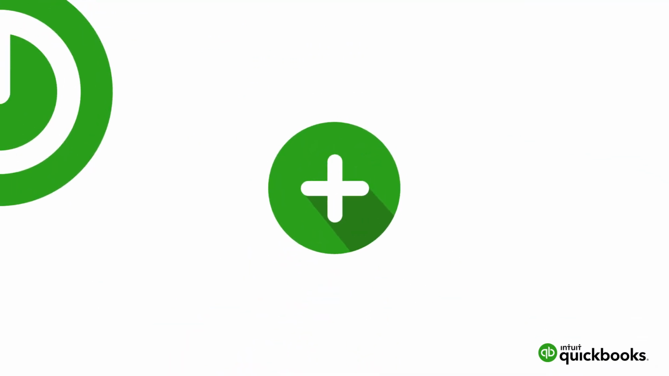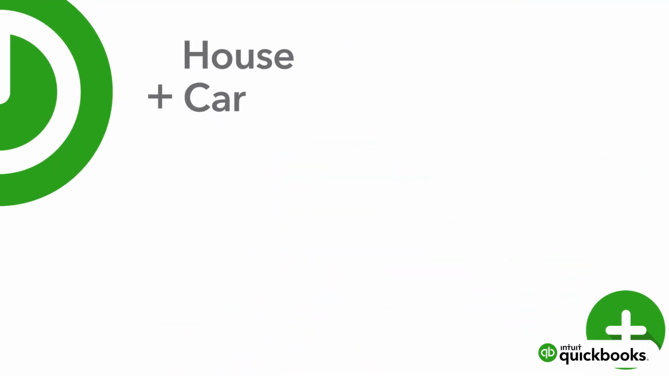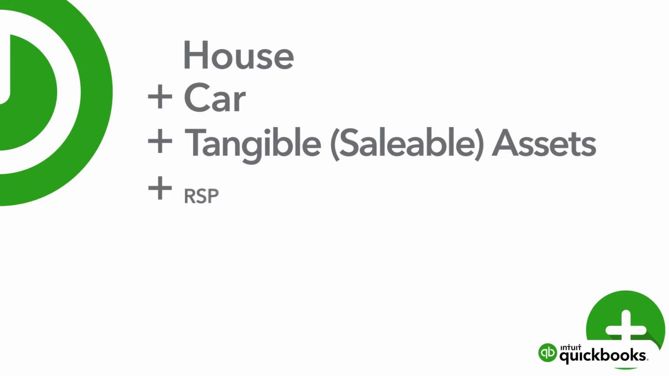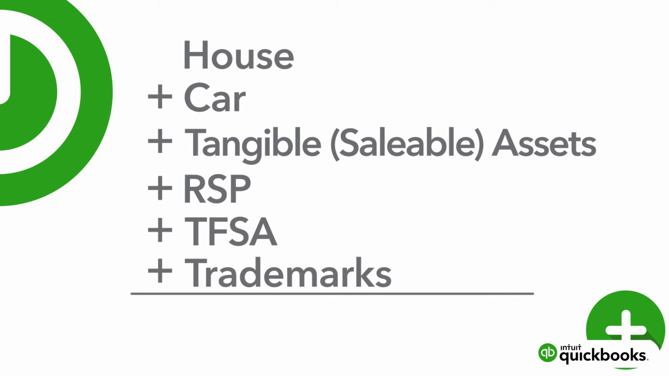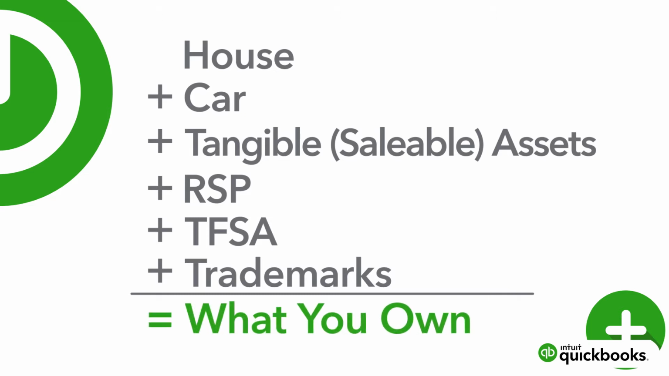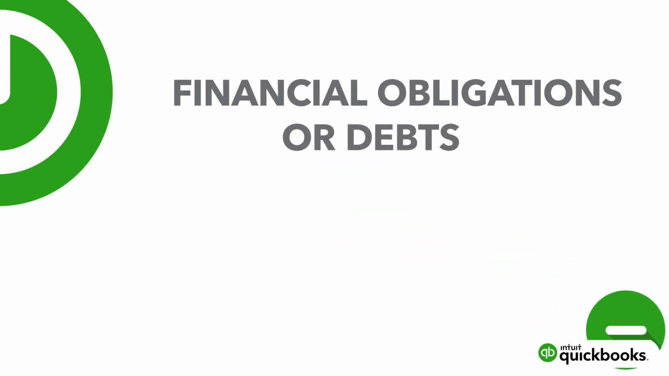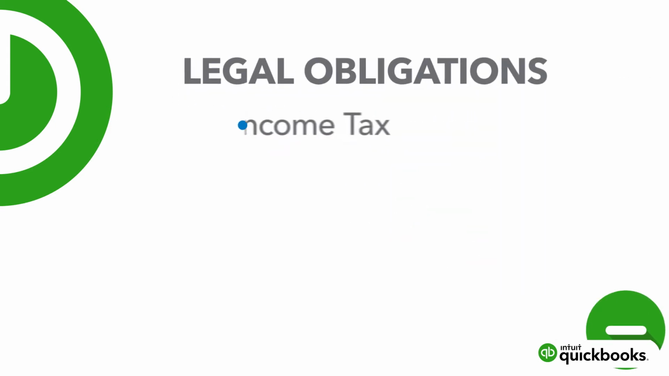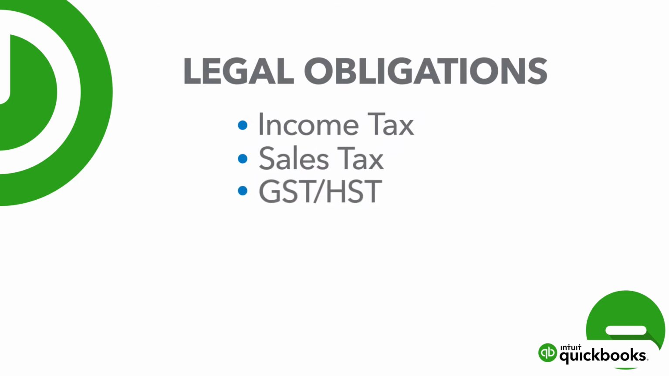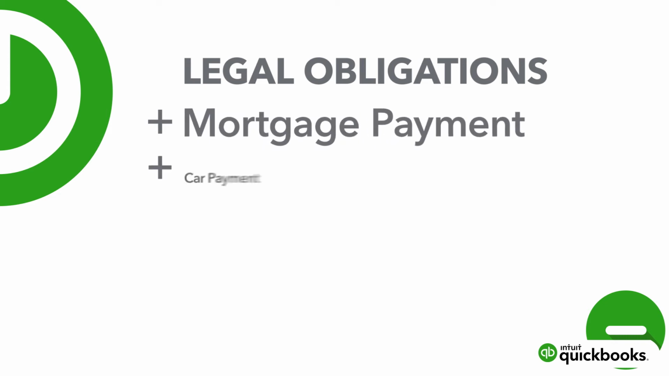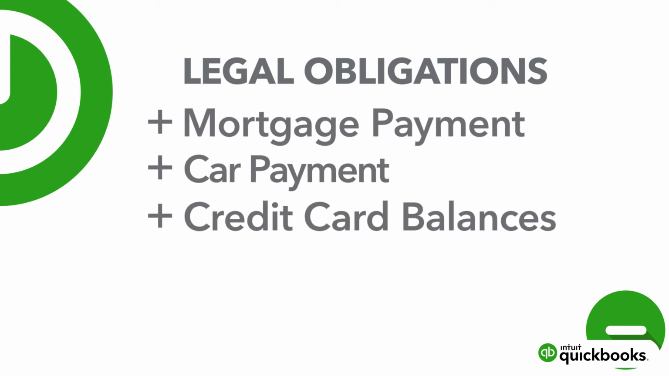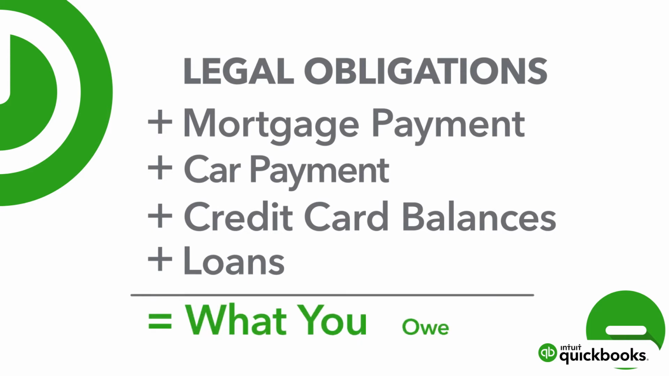Let's add them up. The value of your house, plus car, plus tangible assets, plus RSP and TFSA, as well as any trademarks you may have, equals what you own. Okay, now it's time to total up your financial obligations, or debts as they're called. Legal obligations, including income tax, sales tax, GST, HST, payroll, WCB, plus mortgage payment, plus car payment, plus credit card balance, plus loans, including any personal loans, equals what you owe.